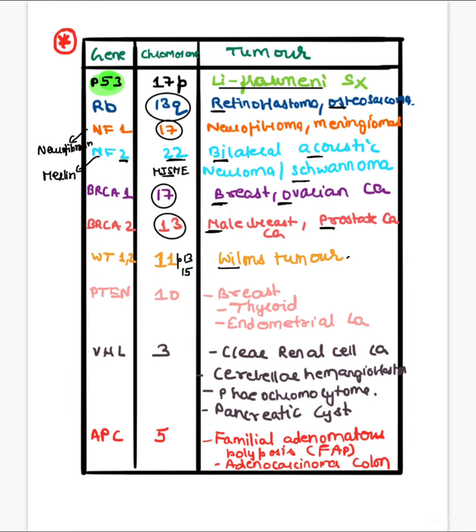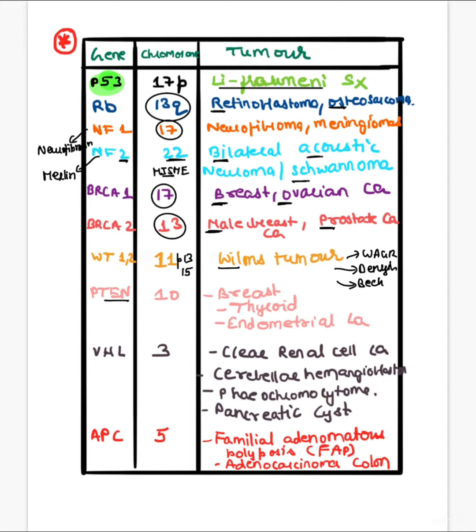So Wilms tumor, we have syndromes like WAGR syndrome, Denys-Drash syndrome. All these things are important, guys. Beckwith-Wiedemann syndrome, where you have hypertrophy of limbs, omphalocele. All these things are very important that you need to know.